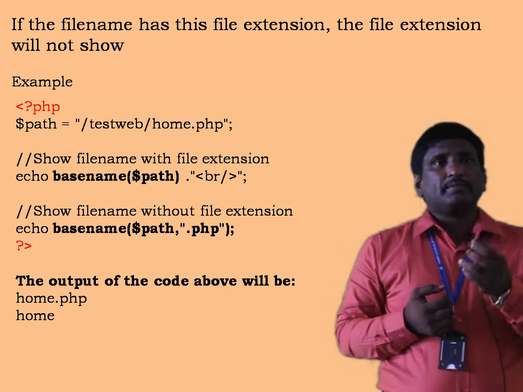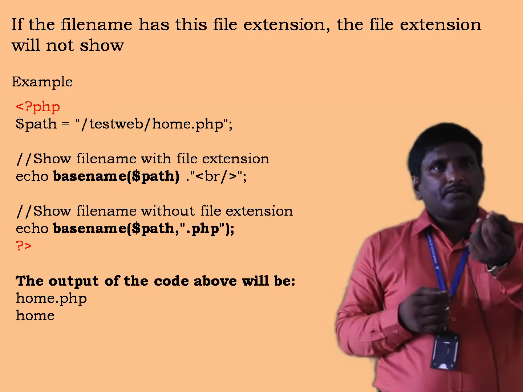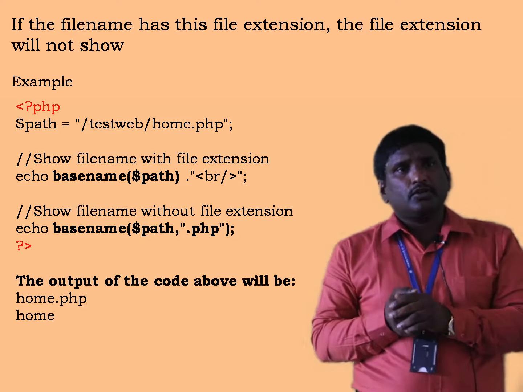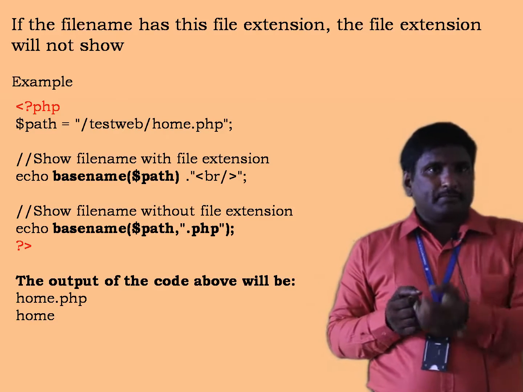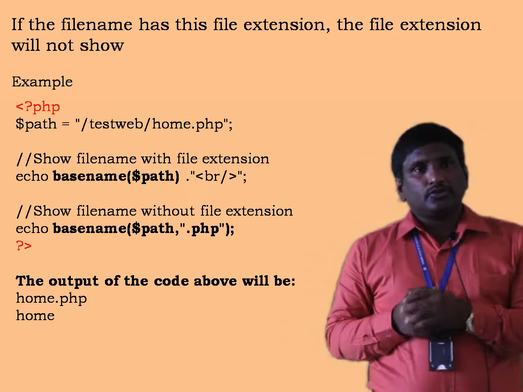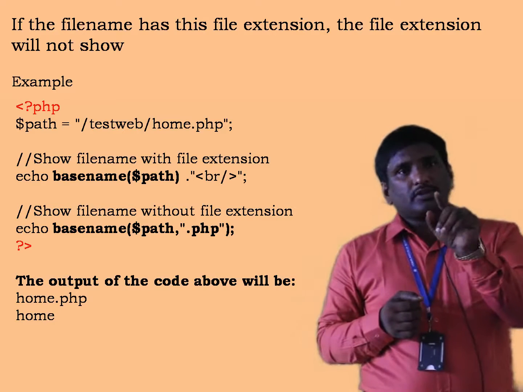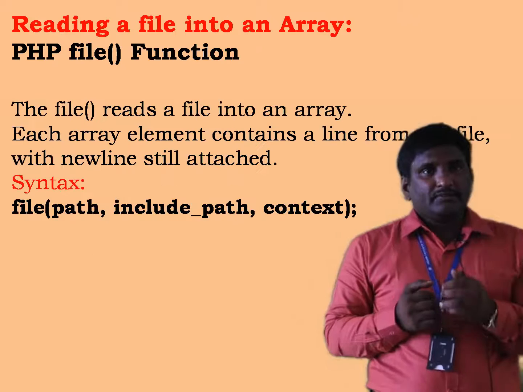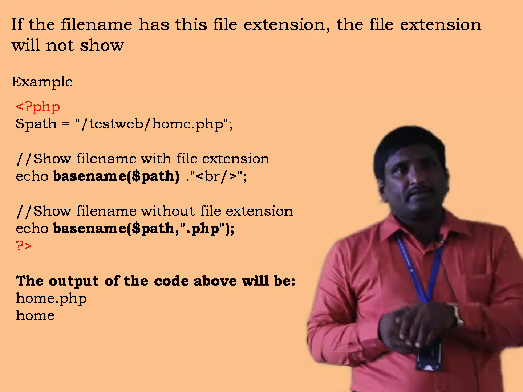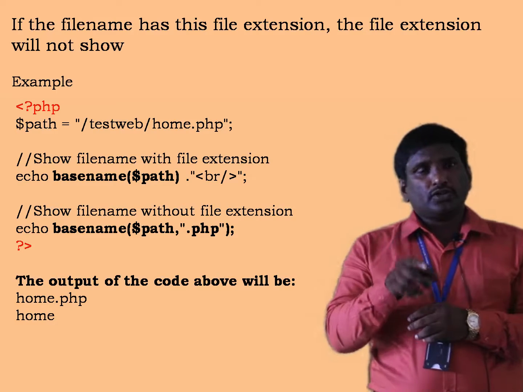If the file name has a file extension and you specify the suffix, the file extension will not be shown. In this example I declared a path, testweb/home.php. Using basename, if you display the path it shows the file with its extension, so we get the output home.php for the first line. For the next line, if you use basename with the path and .php, the .php will not be displayed, only home will be displayed. So basename is used to know the root directory.